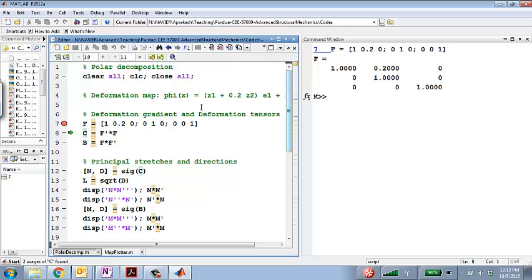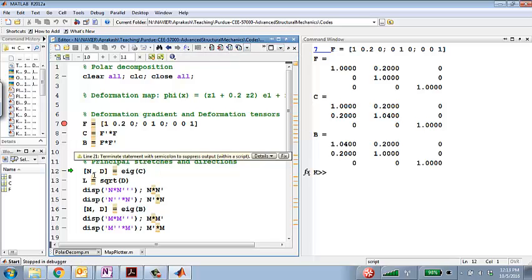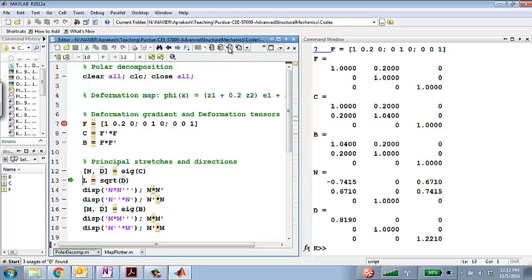That's the F tensor, that's what I've input here. C is equal to F transpose F, so that computes C. B is equal to F F transpose, so that immediately computes the B tensor. Now I'm going to find eigenvalues and eigenvectors of C using n times D. So let's do that. We need the eigenvalues and eigenvectors of C to find its spectral decomposition, right? So n is these three column vectors out here. These are the three n1, n2, n3 directions for the deformation.